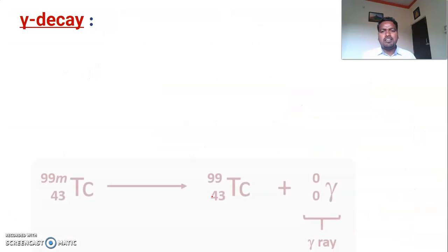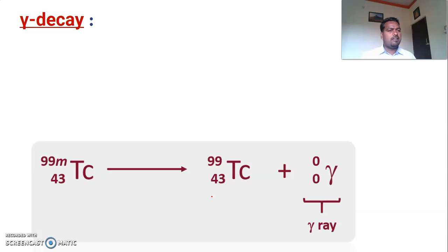Next important decay is gamma decay. Dear students, you know gamma radiation. It is one of the electromagnetic radiations which has the highest frequency and lowest wavelength, and it is a highly energetic electromagnetic radiation in the electromagnetic spectrum.